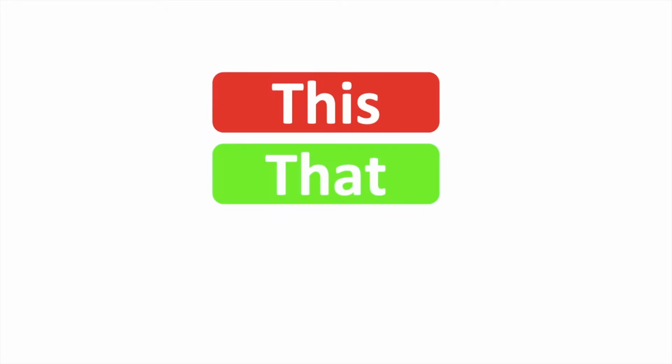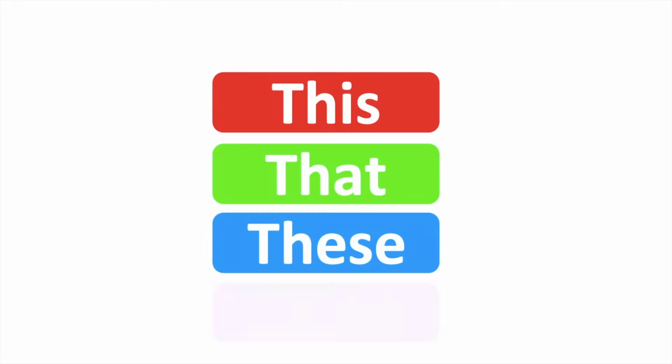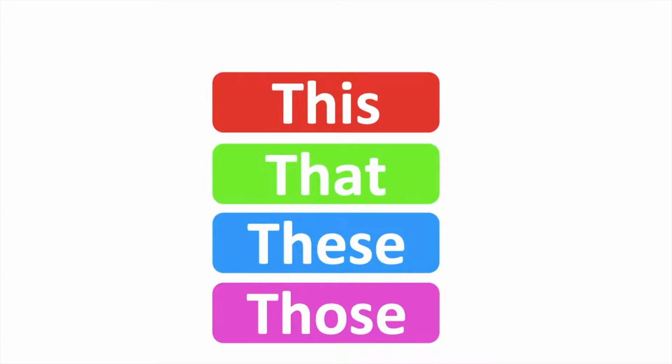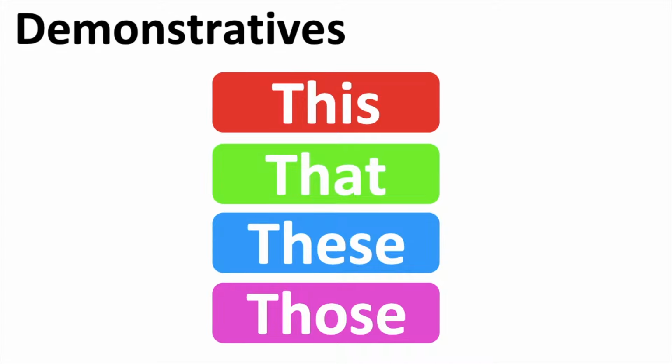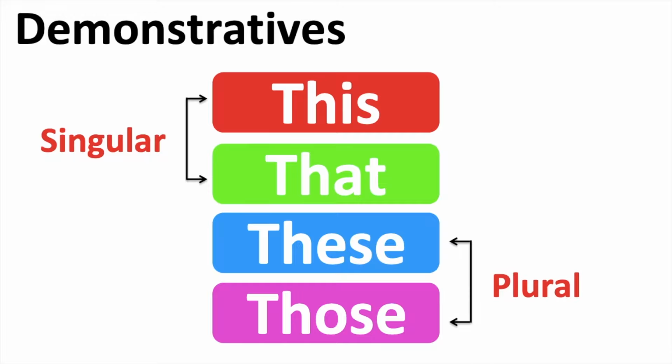This, that, these, those. These are known as demonstratives. Demonstratives are used to point to specific people or things. This and that are singular, so we're referring to one person or thing. These and those are plural, so we're referring to more than one person or thing.